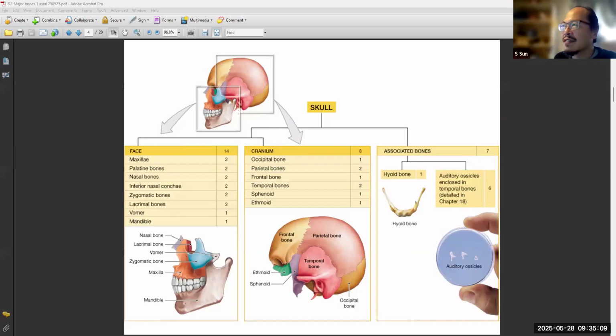In the bottom here, you have the hyoid. This is the bone that's not connected with the other bones, but it connects with a lot of muscle. And there are three bones in one ear, three bones in the other ear. These are the auditory ossicles. Yeah. So that's that.